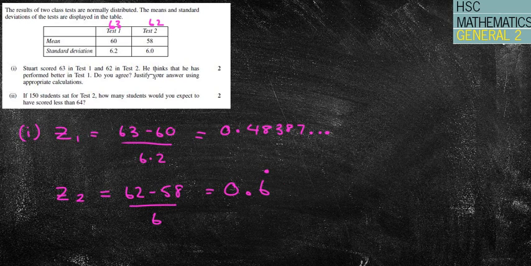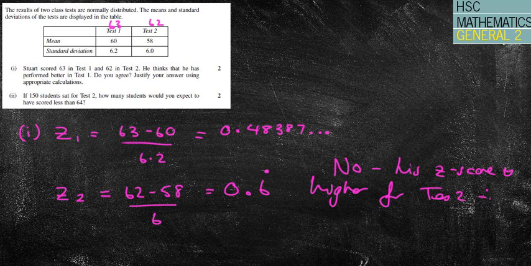So he thinks he's performed better in test 1. Do you agree? No, I do not agree. Justify with calculations. We have got the 0.6 and saying his Z score is higher for test 2, therefore further above the mean.